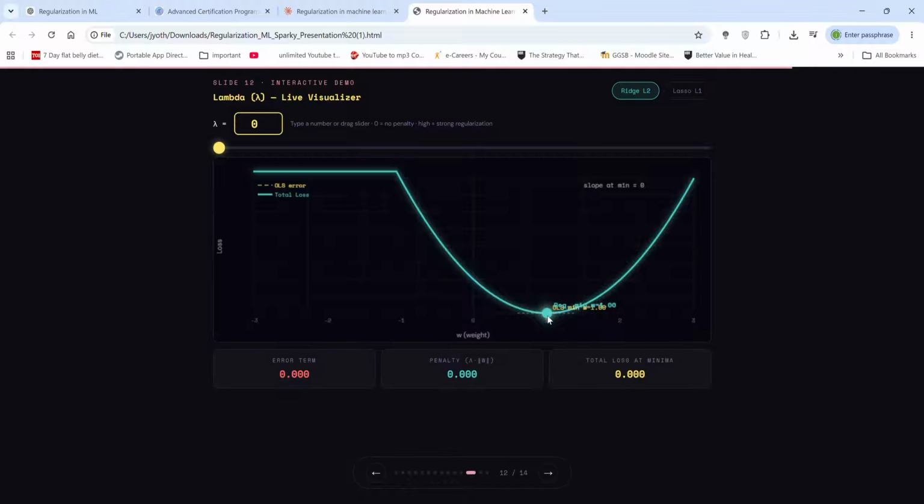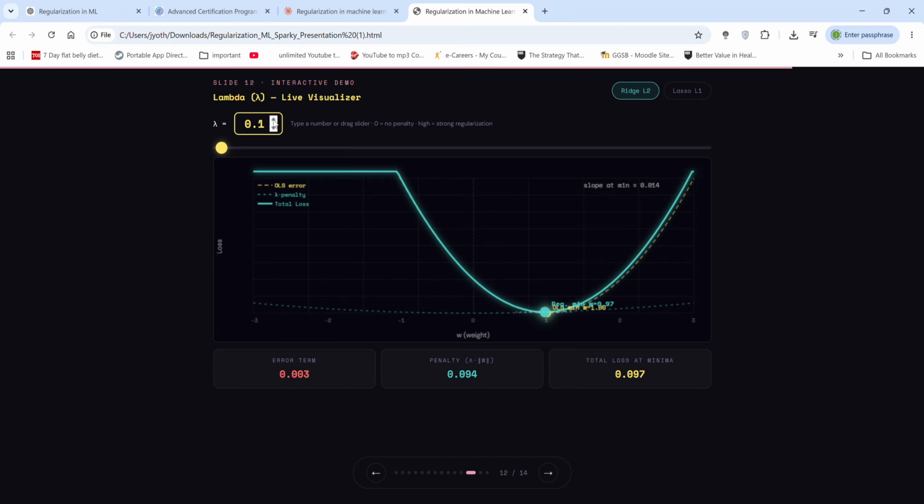We have already seen this. Now if the error is low, the global minima is at this point. Now let's see what happens when the lambda increases. As you have seen, when the lambda is 0, obviously no error is added, and it is equivalent to the OLS function, or the cost function of the regression model.